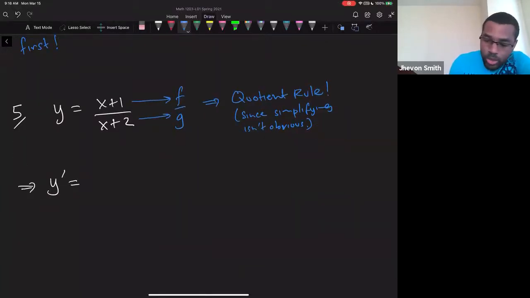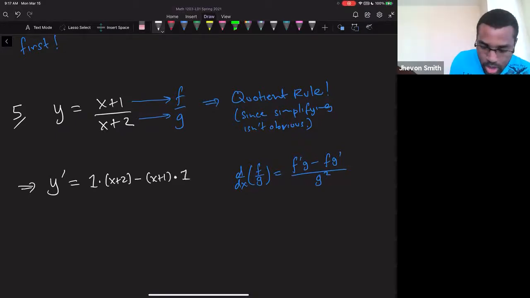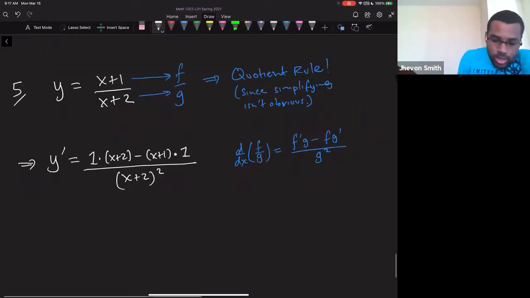So we know that the quotient rule says, that one was introduced at the end of last class, so let me remind you. This is f prime g minus fg prime over g squared. Bottom times the derivative of the top minus the top times the derivative of the bottom over the bottom squared. So f prime is 1 times g minus f times g prime, which is also 1, all over g squared. That's going to be the answer. You would tend to want to simplify.